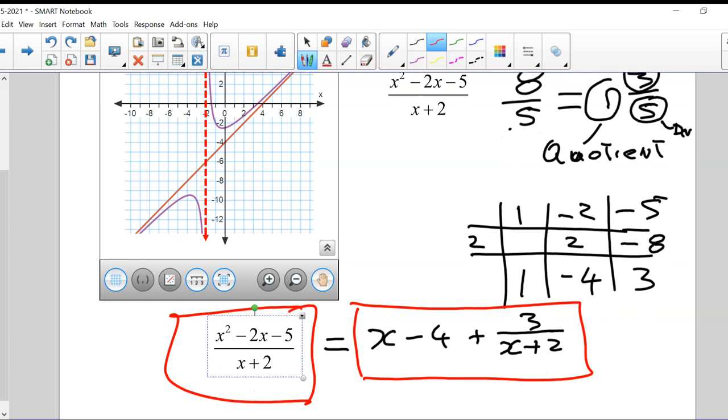If I were to go to Desmos right now, and draw the first function, and then draw the second function, you couldn't tell I had two different functions because they are the same. The only difference is that this one is in what we call quotient form, which means it separates the quotient from the remainder over the divisor. This is quotient form.